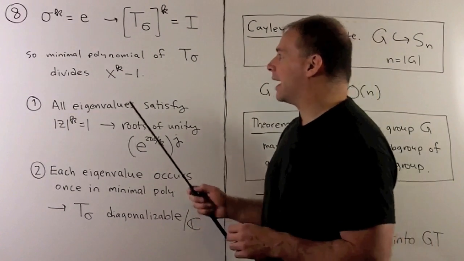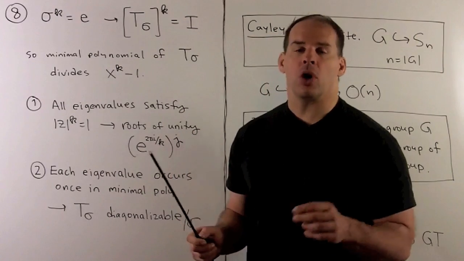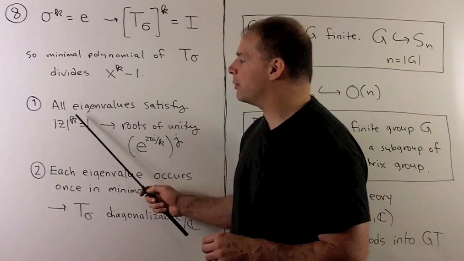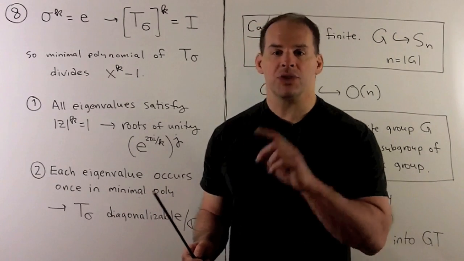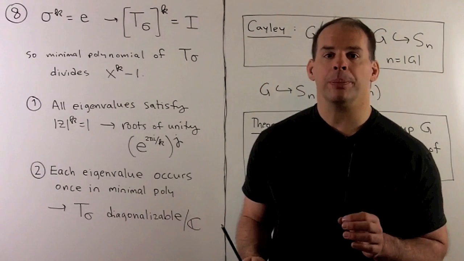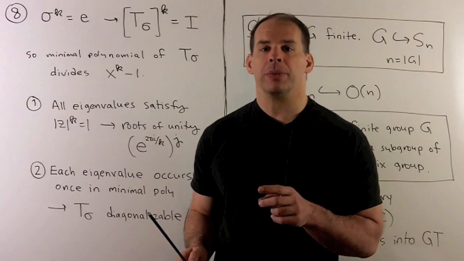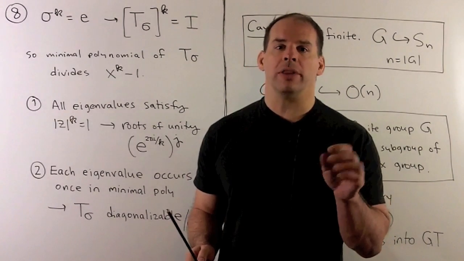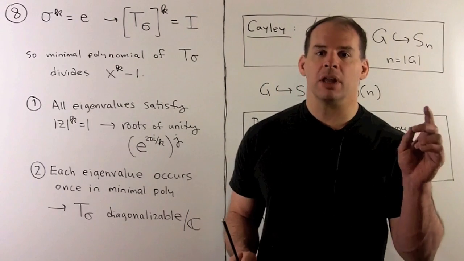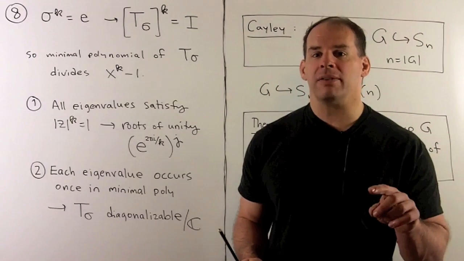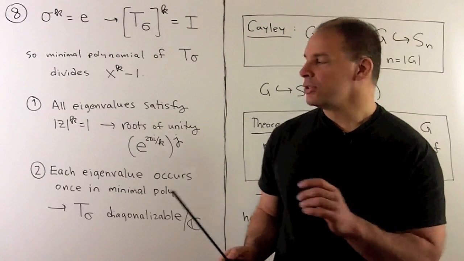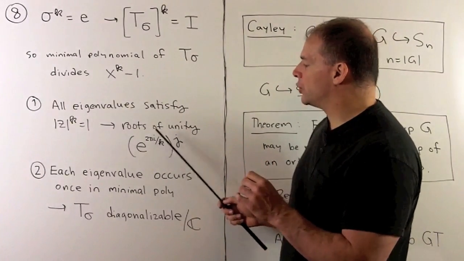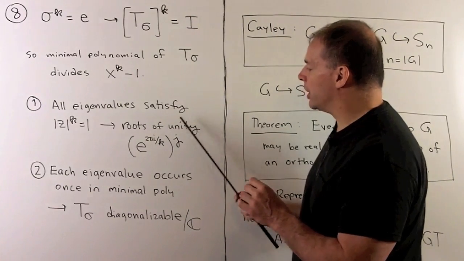First, the eigenvalues for the matrix for sigma are all going to be in the form, okay, the modulus of the eigenvalue raised to the kth power is equal to 1. This is going to be an improvement on our result from before. So using the orthogonal groups, we had that the eigenvalues all lived on the unit circle in the complex plane. This is a little bit better. This says every eigenvalue is a root of unity. So that means we're going to have eigenvalues of the form e to the 2 pi i divided by k, raised to some integer power.